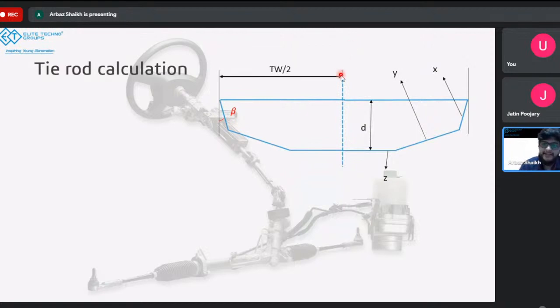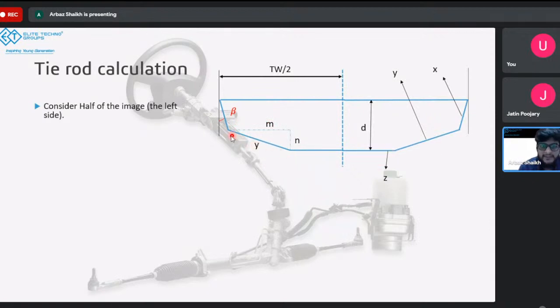Now, if I draw a line passing through the center of this section, this length will be TW by 2, because the whole thing was TW, so that will be half of track width. Now, just consider the left half of the image, just this part. In this part, consider this small triangle that is being made, this dotted line and this hypotenuse. So it's a right angle triangle, and I'll name the sides M, N, and we know this side is Y, because Y is the tie rod.